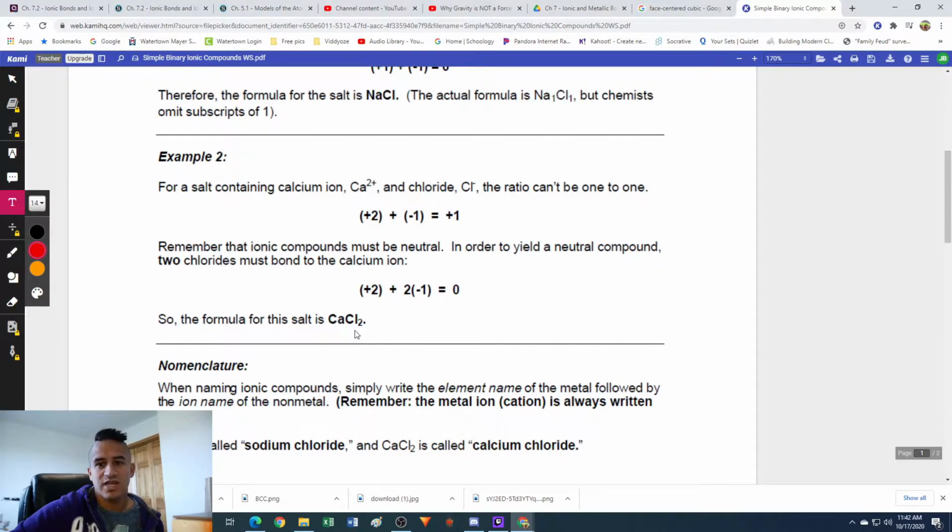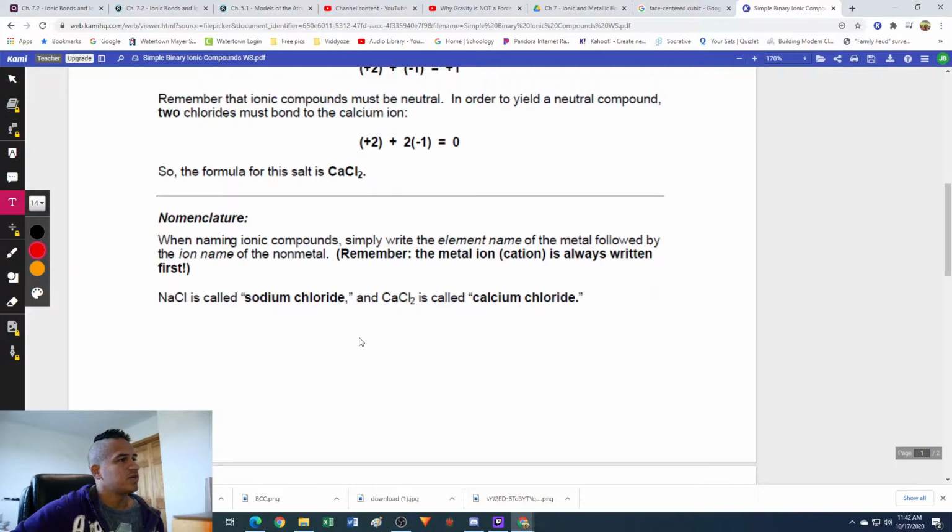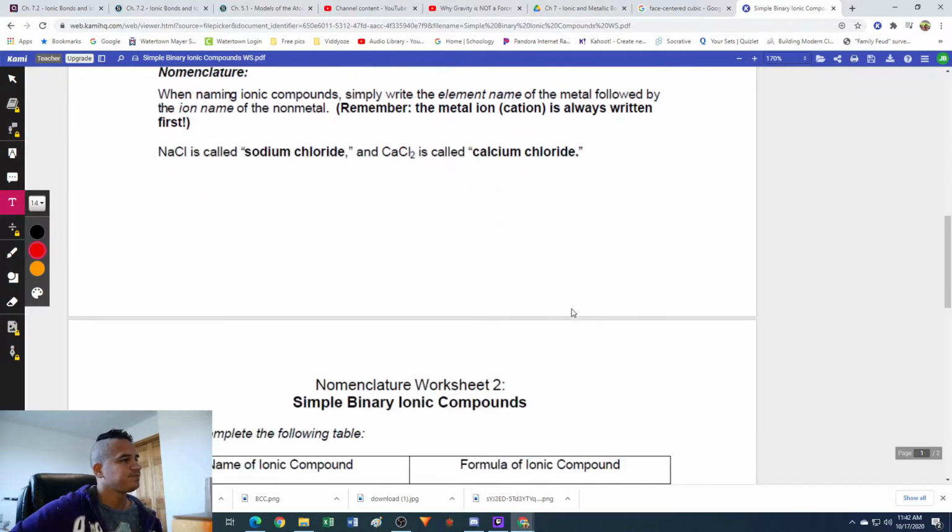All right, and when it comes to naming, when naming ionic compounds, remember that we use the element name of the metal followed by the ion name of the nonmetal. So basically, the metal ion is always written first, the anion name is always written second, and we just stick them together. So NaCl is sodium chloride, CaCl2 is calcium chloride. And remember that the negative ions have that "ide" ending on them.